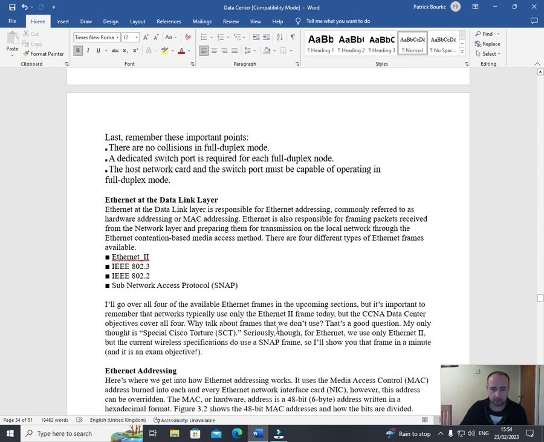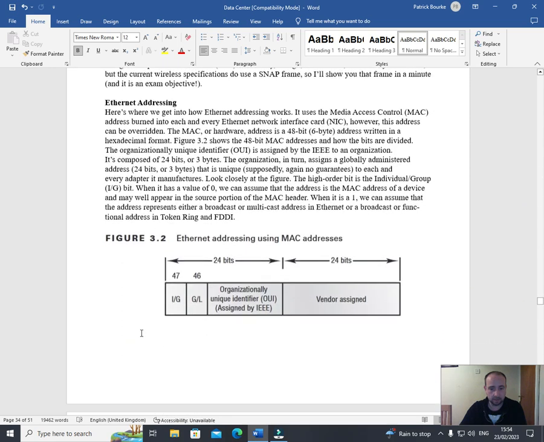Why talk about frames that we don't use? That's a good question. My only thought is special Cisco Torture SCT. Seriously though, for Ethernet we use only Ethernet 2, but the current wireless specifications do use a SNAP frame. I'll show you that frame in a minute, and it's an exam objective.